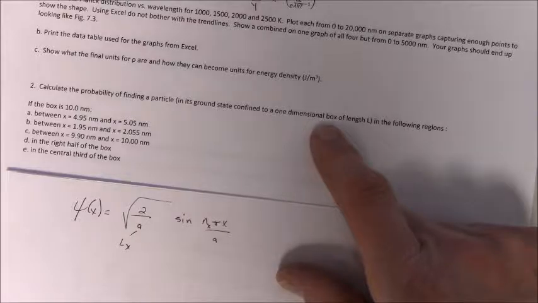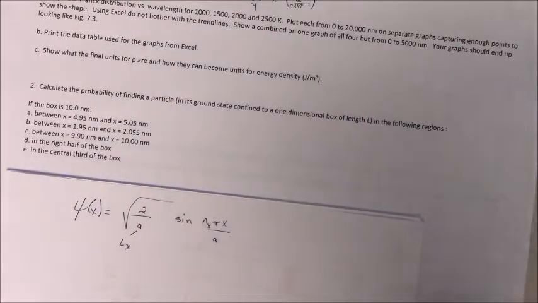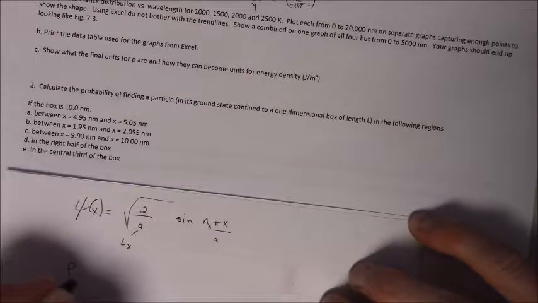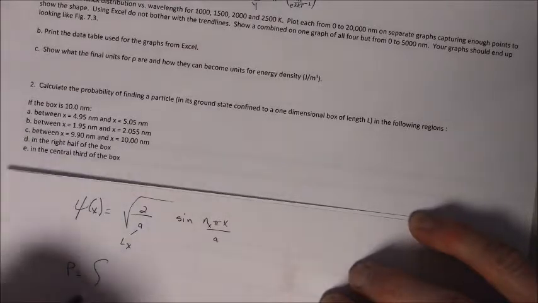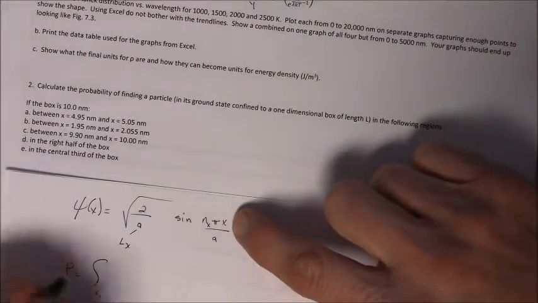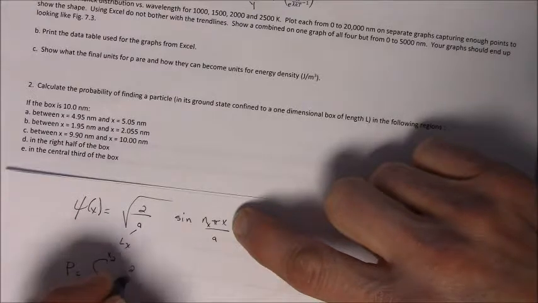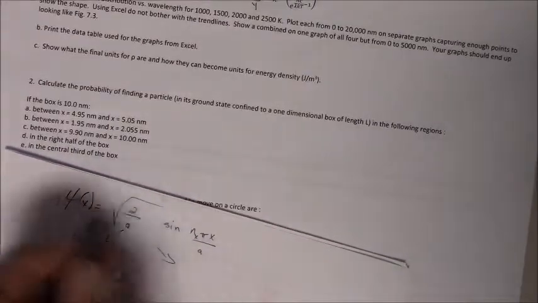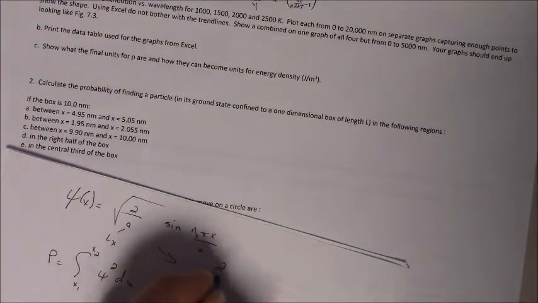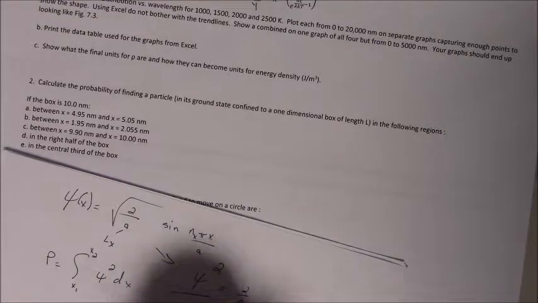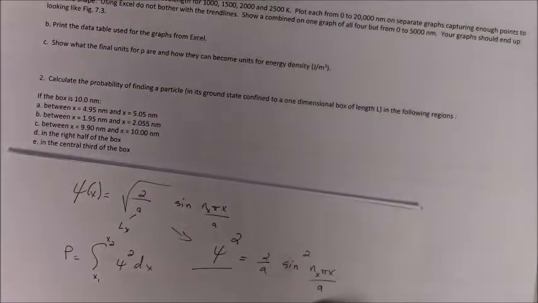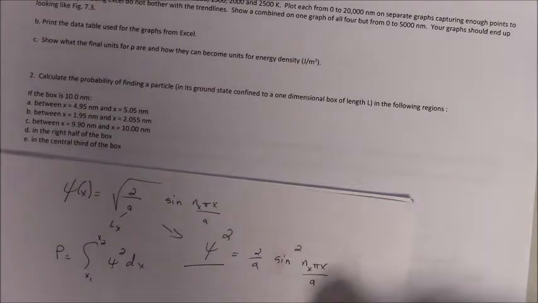I think that looks right. But when you're calculating probabilities, what you're supposed to do is, the probability from x1 up to x2 equals the integral of the wave function squared dx. So I need to square this. If you square this, the wave function squared will be 2 over a sine squared of nx pi x over a. So that looks correct.